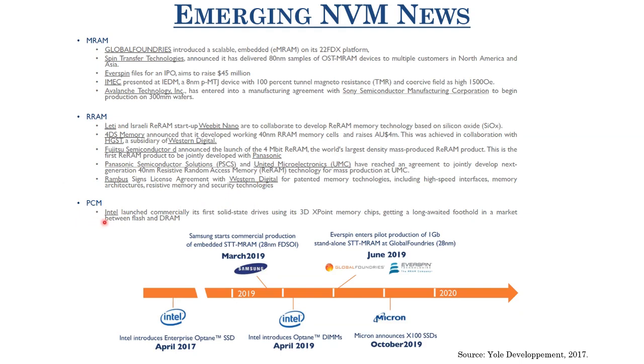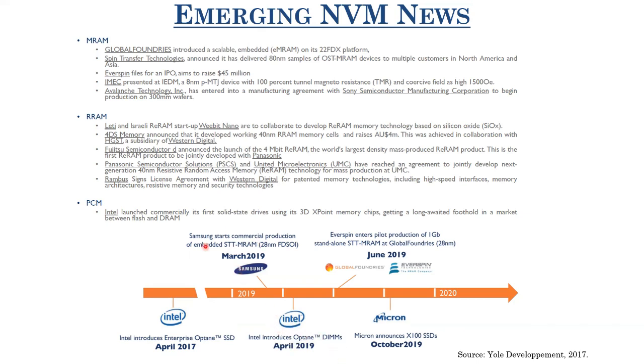PCM, as I already told, is cross-point devices. Intel launched its first commercial 3D X-point memory chip, and this was done along with Micron. In April 2017 itself, Intel introduced this Optane memory, which is nothing but phase change memory. The material stack is such that both selector as well as memory are in series, and both of them are using phase change material. In 2019, they introduced the second version of this Optane memory.